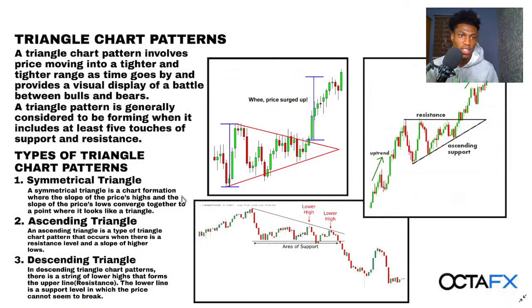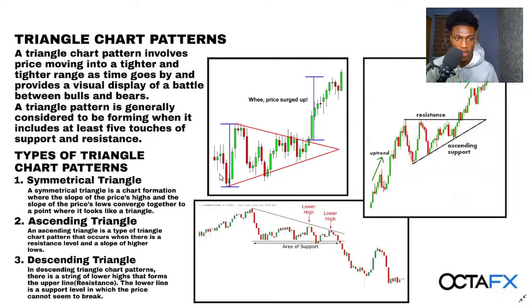Second one we're going to look at is the triangle chart pattern, which is actually popular. A triangle chart pattern involves price moving into a tighter and tighter range as time goes by and provides a visual display of a battle between bulls and bears. A triangle pattern is generally considered to be forming when it includes at least 5 touches of support and resistance.